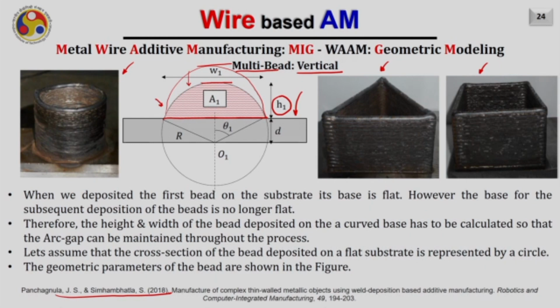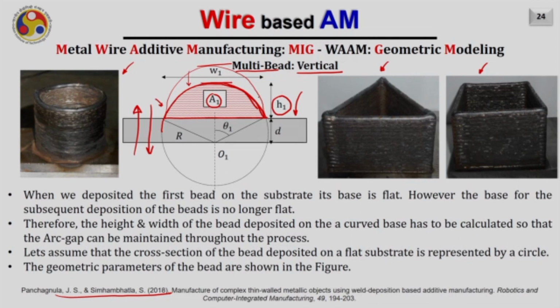So let us assume that the cross section of the bead deposited on the flat surface is given by A1 and it is represented by a circle. Earlier we assumed that it is a parabola, but now, just for simplification of the calculation, we are assuming it as a circle. Based on the height required, the circle will be either inside the base or outside the base. That is how we can represent the deposited bead.